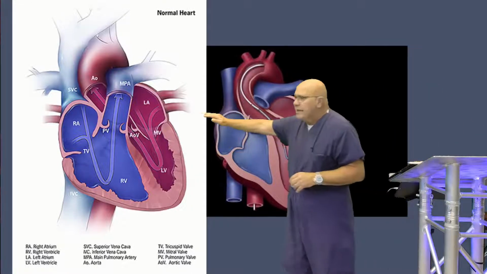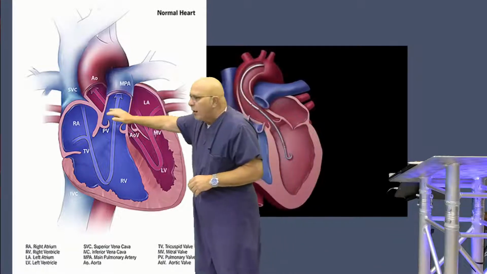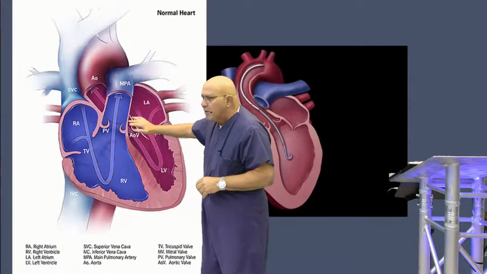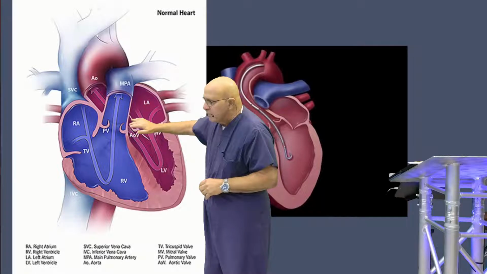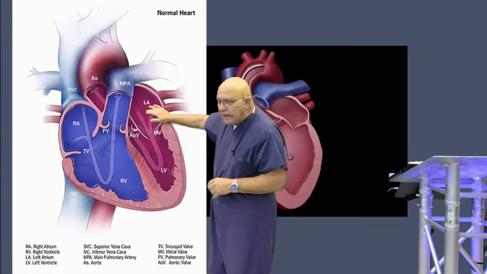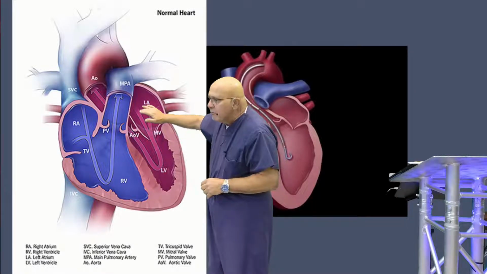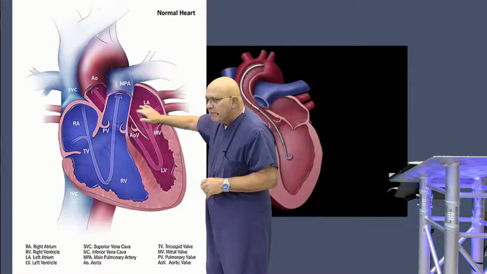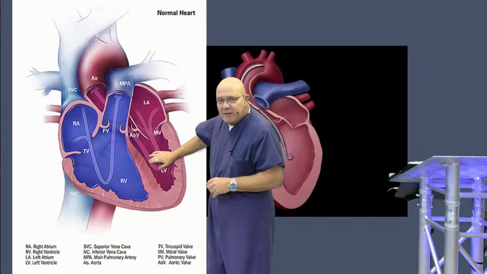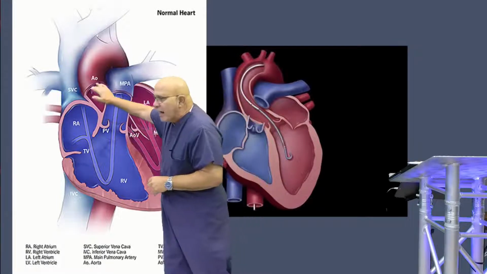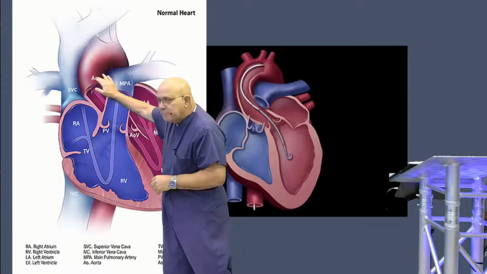You look over here and you see the normal flow. We're all very familiar with the normal flow of the heart. Here you have the left atrium. Whatever returns through the pulmonary veins into the left atrium will make its way into the left ventricle and make its way out into the aorta.